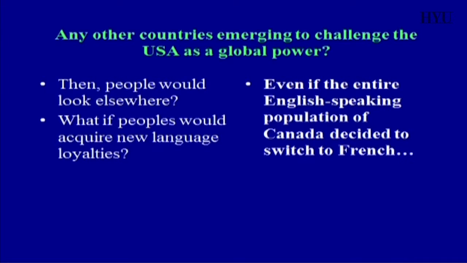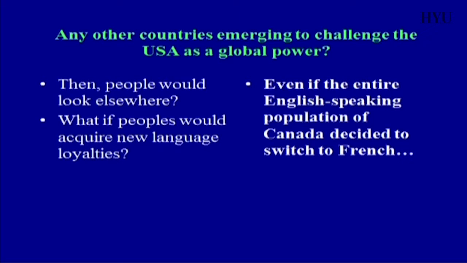So we have also another question. Are there any other countries emerging to challenge the US power as a global power? Then what does it mean for the linguistic consequences? Then people would look elsewhere and people would have loyalty to a different language.